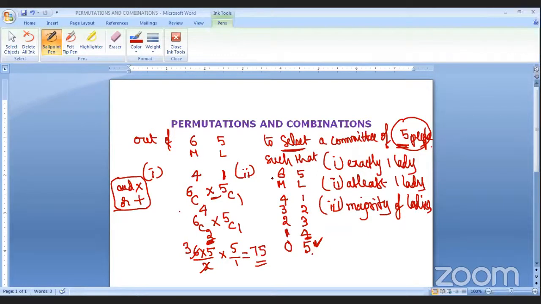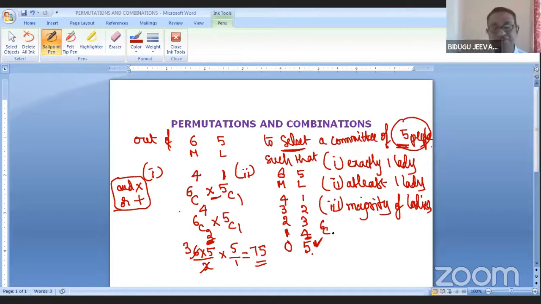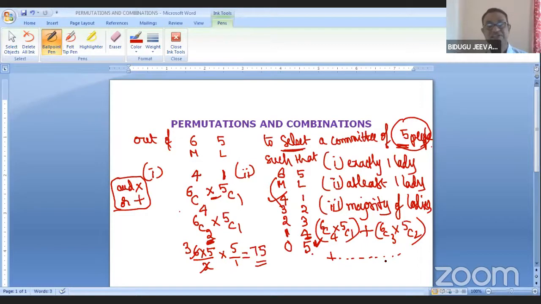So now, how to express it? This one, 6C4 into 5C1. This is one kind of selection, right? Or I'm writing plus, 6C3 into 5C2 and so on. I think you understood clearly. I'm telling the expression part so that you can express it and get the answer easily. Sometimes when you find huge steps, they leave the answer like that only in terms of C.